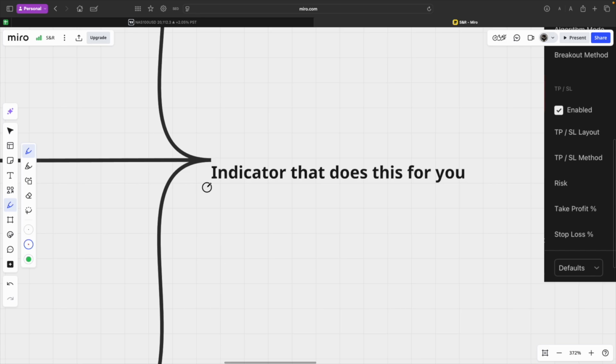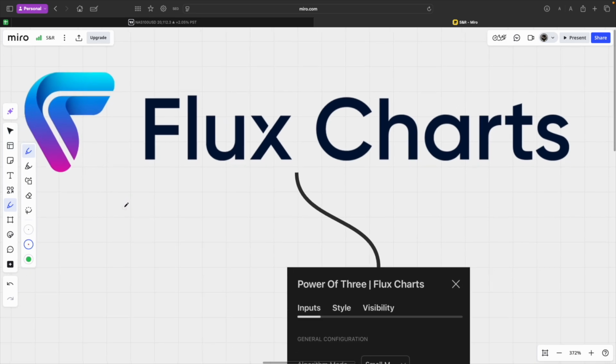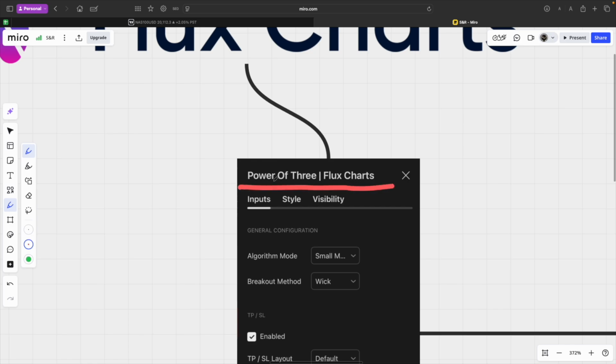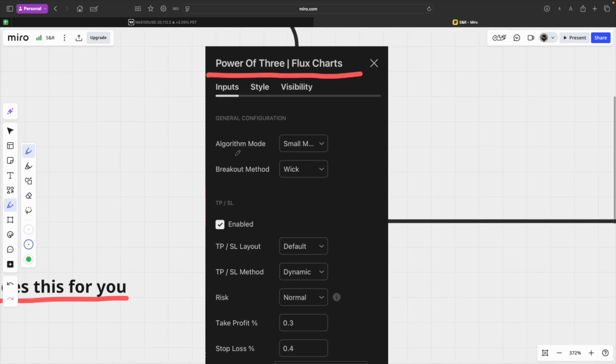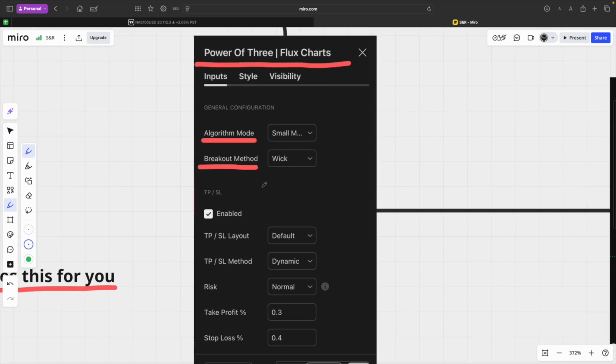So what is the indicator that's going to do this for us? First of all, it's going to be an indicator that's created by Flux Charts. The indicator's name is Power of 3 by Flux Charts. And these are the settings that I have right over here. You're going to choose small manipulation as the algorithm mode. The breakout method, you're going to put on weak. You're going to enable your TPSLs. Here you can leave everything as normal. I didn't change anything here.